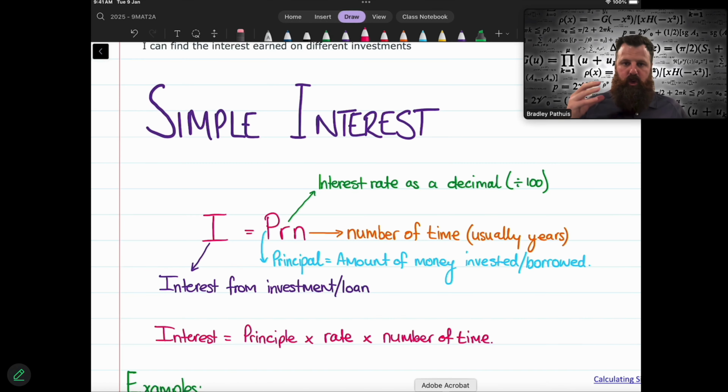All right, year nine. So today we're going to be looking at simple interest. And we're going to start off with the formula, and it's right here on our page. And you can see I've got some annotations around.